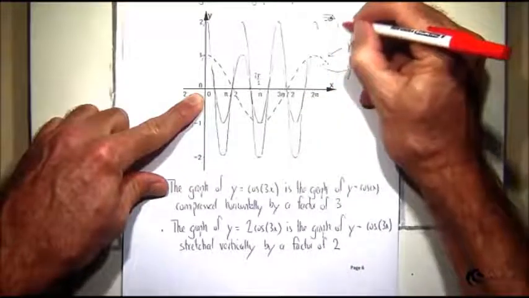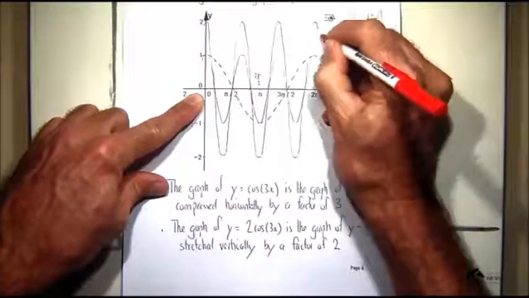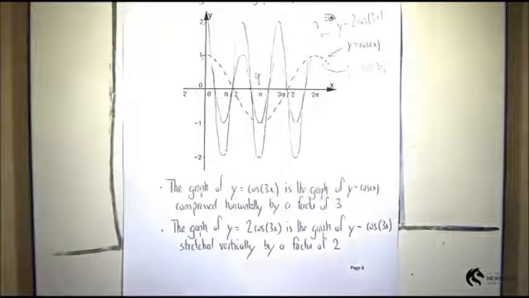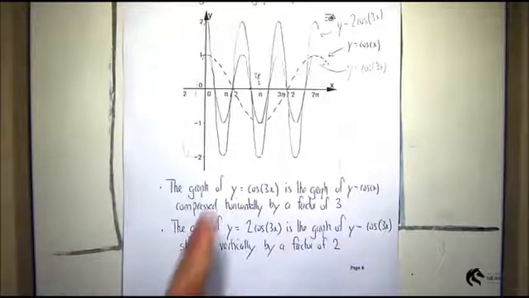And so that's the graph of y is equal to 2 cos 3x. Unfortunately, the red doesn't appear to be very red on that one. Looks really nice on my piece of paper here.